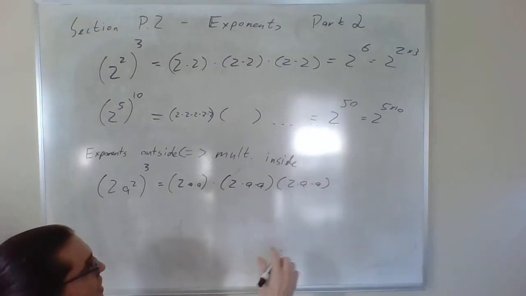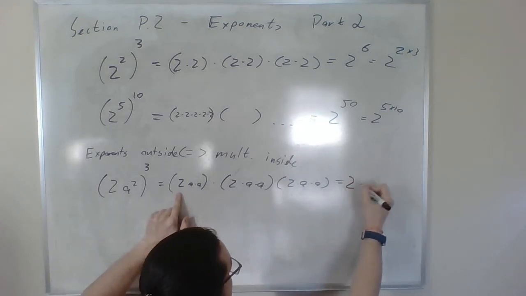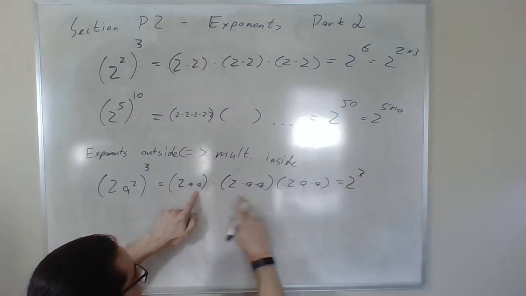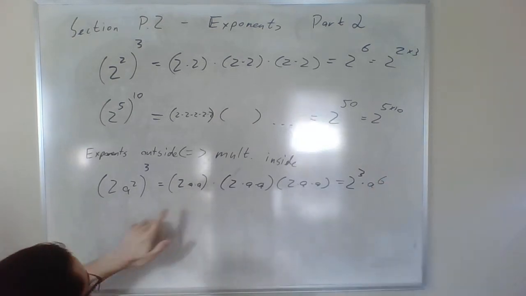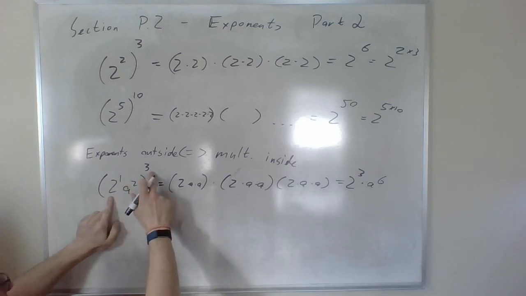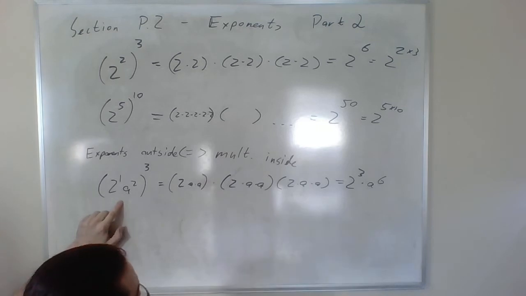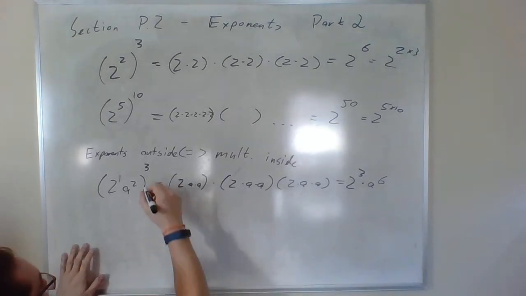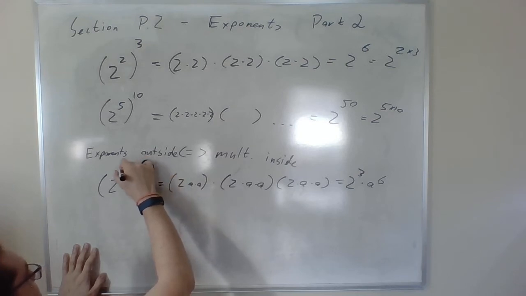So all together, I have 3 2's, and I have 6 a's, which sort of makes sense because there's 1 2 on the inside, and that's getting multiplied 3 times. There's 2 a's on the inside, that's getting multiplied 3 times. This is what most people talk about when they say that exponents distribute.